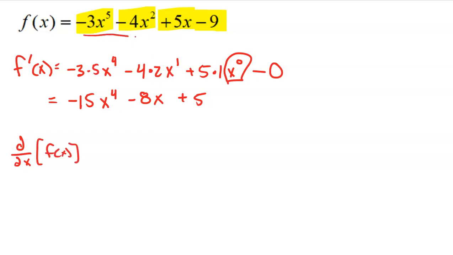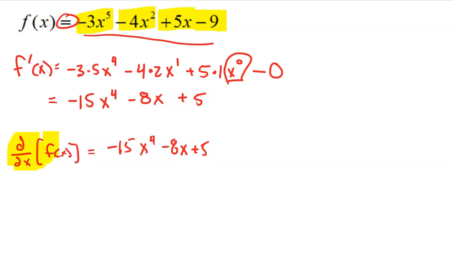I didn't want to write all of this out, so I just wrote f of x, right? They're the same thing. There's literally an equal sign right there. So the derivative of my original function with respect to x is negative 15x to the fourth minus 8x plus 5. Now you might be wondering, you do that on every problem, Mr. Princhek. You always use this new notation. Yeah, I do, because I really like it.